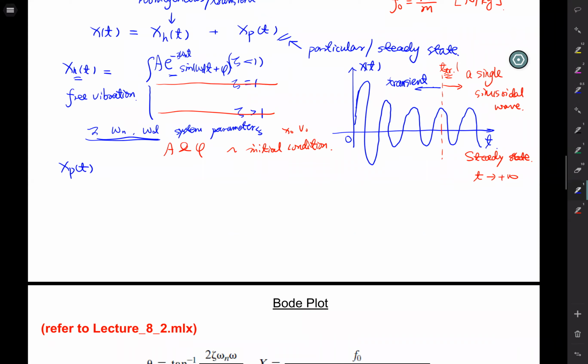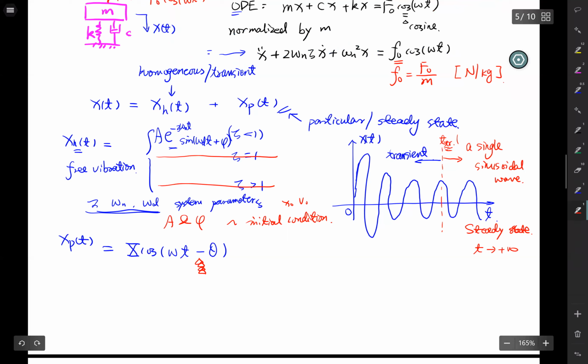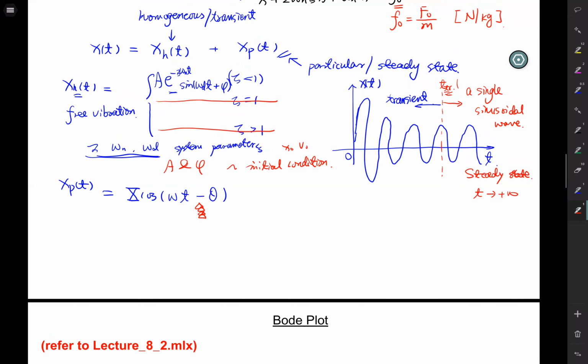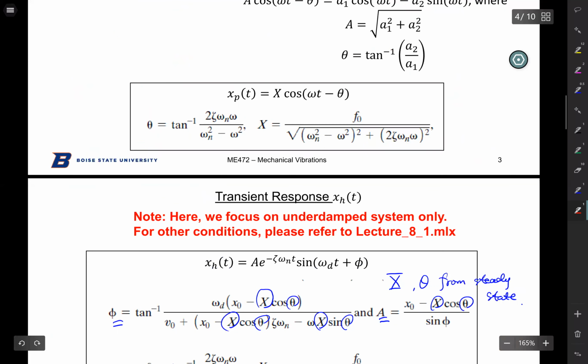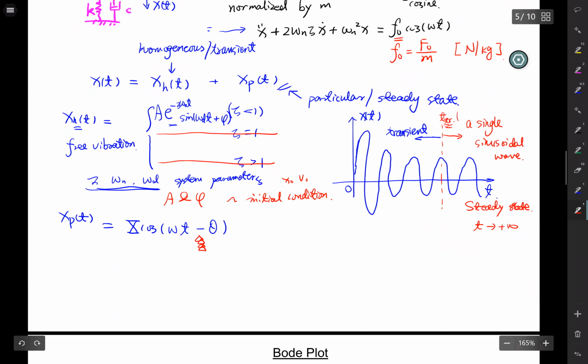So let's look at your steady state. Your steady state is big X times cosine of omega t minus theta. These minus signs give me trouble all the time. In the textbook we use minus, and in all these slides we use minus. But in my lecture note, in my explanation, I use plus. Just pay attention to that. If you choose to use all the equations here, then it's a minus in front of your theta.